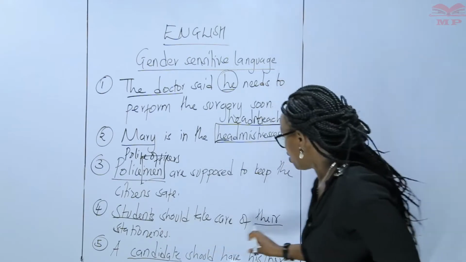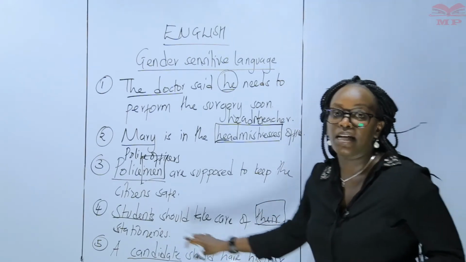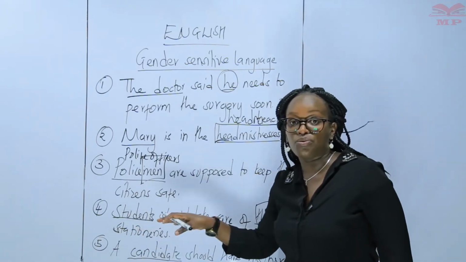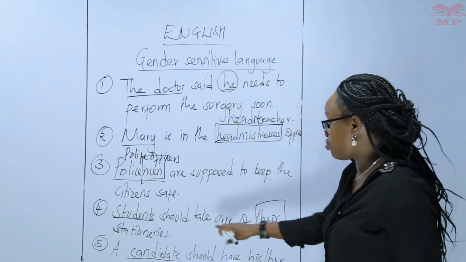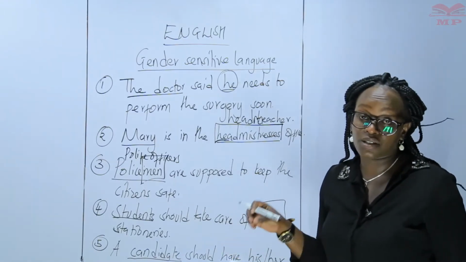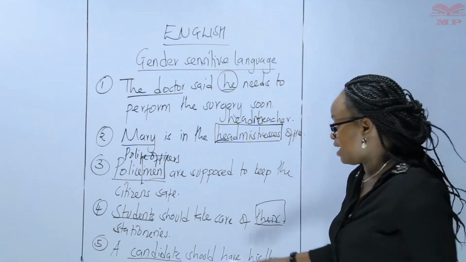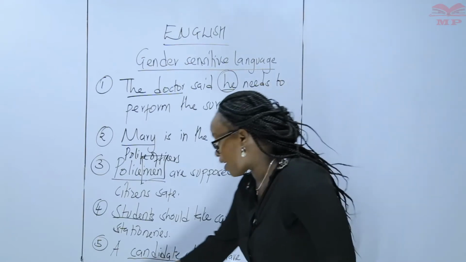And then by making use of the pronoun there in plural, we have made the sentence gender neutral. For example, if the sentence was a student should take care of his stationaries, then we would say that that sentence is actually gender biased. Then lastly, we have a candidate should have his or her pen.